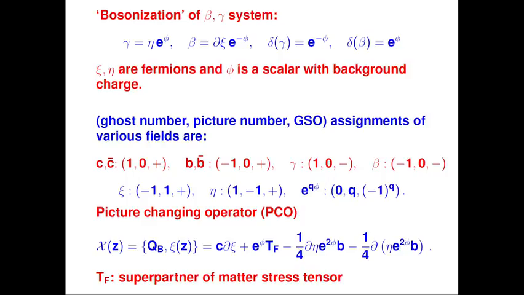It carries picture number 1 because this xi here carries picture number 1. E to the phi according to this counting carries picture number 1, and if you calculate the picture numbers of these, again you can check that it has picture number 1. So, it has picture number 1 and also ghost number 0, because xi has ghost number -1, and the BRST charge QB has ghost number 1. So, its net ghost number is 0. This operator will play an important role in what we are going to describe later. Are there any questions on this? So, this is basically what we will need to know about the worldsheet theory of supersymmetric string theory.